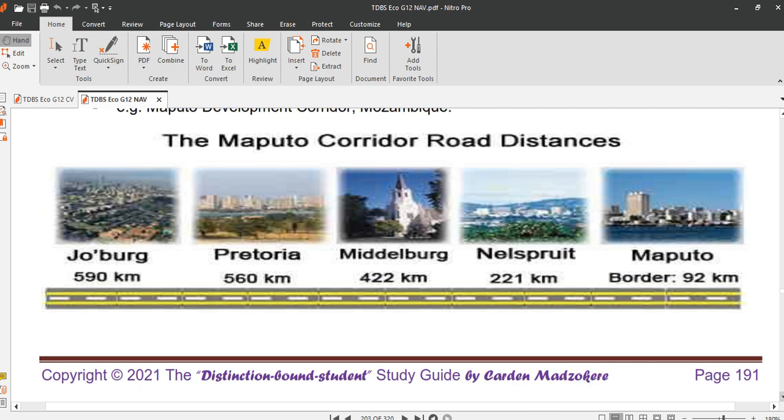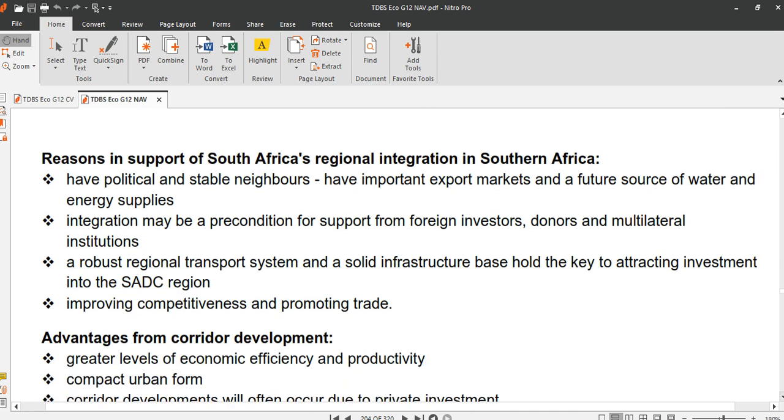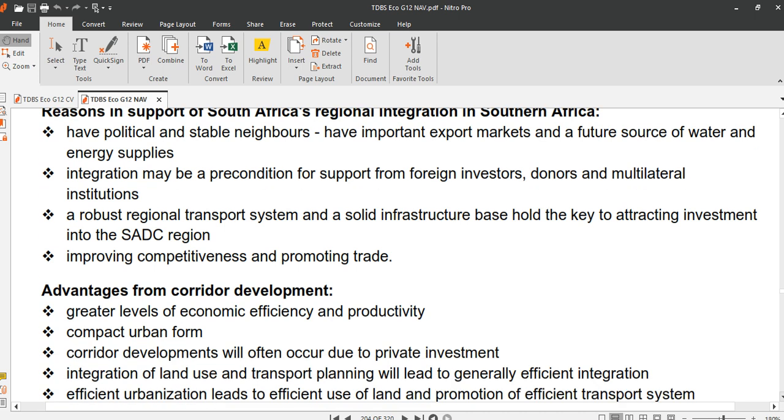Let us now move on to reasons in support of South Africa's regional integration in Southern Africa. The first reason is to have politically stable neighbors, important export markets, and a future source of water and energy supplies. Second reason is that integration may be a precondition for support from foreign investors, donors, and multilateral institutions. Third reason is that a robust regional transport system and a solid infrastructure base hold the key to attracting investment into the SADC region. And lastly, improving competitiveness and promoting trade.